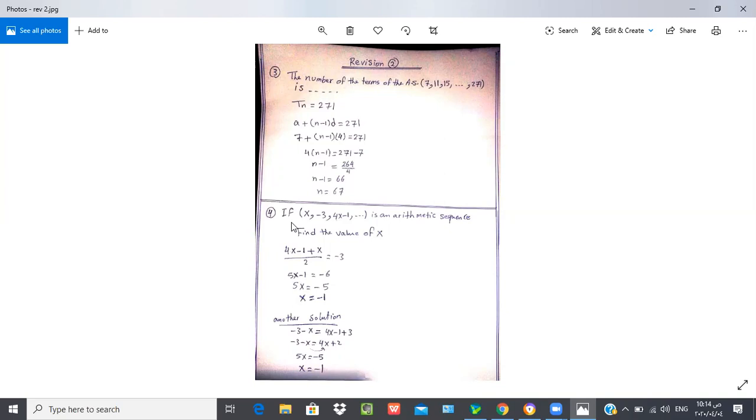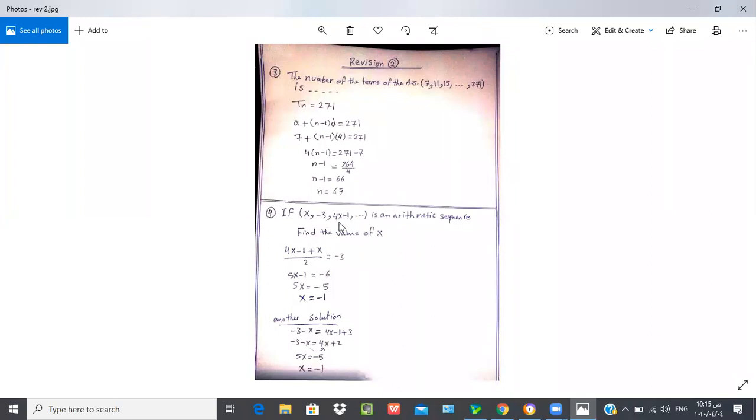Okay, here x minus 3, 4x minus 1, and so on is an arithmetic sequence. Find the value of x. I have two ways here. You can say that this is the middle between them. So it's an arithmetic mean between the first term and the third term.